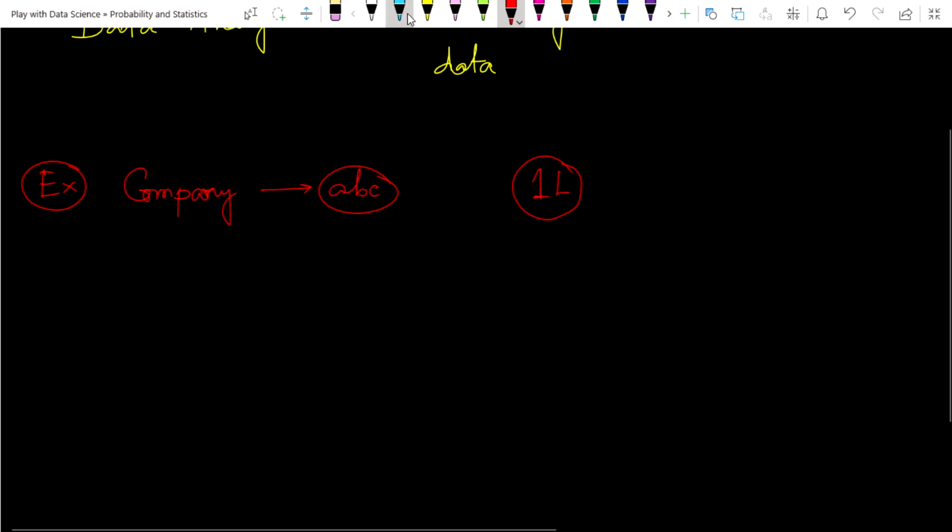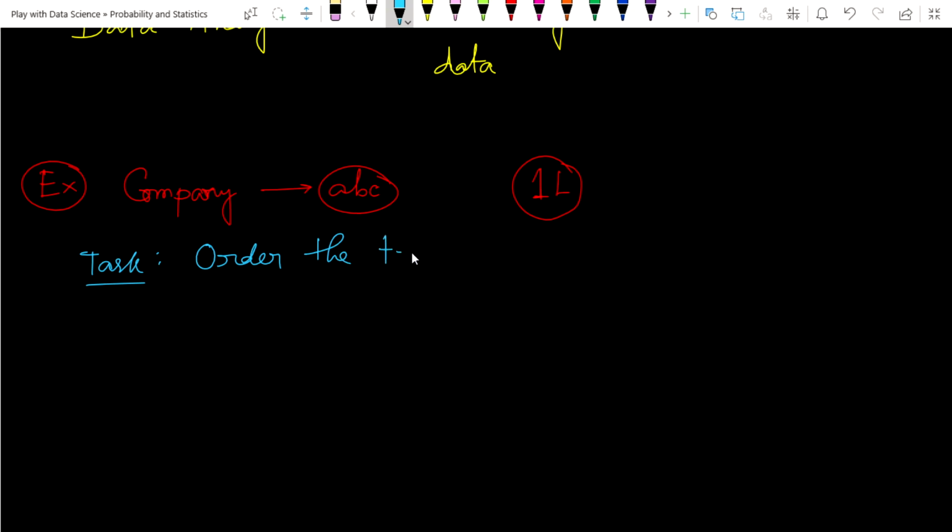Now our task in this company is that we have to order the t-shirts for all employees. They have 1 lakh employees, and collecting the t-shirt size of each individual employee is time-taking, and it needs some resources and some money. But I do not have that many resources. So how will we perform this task?